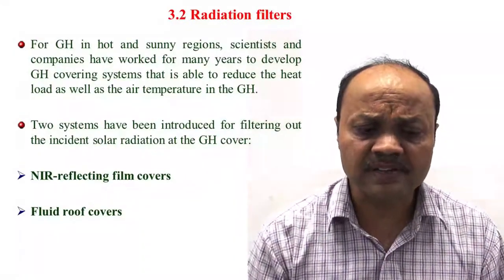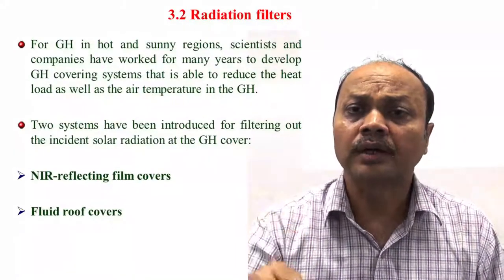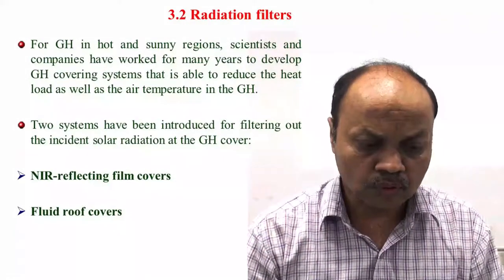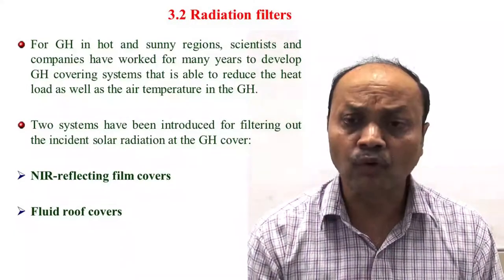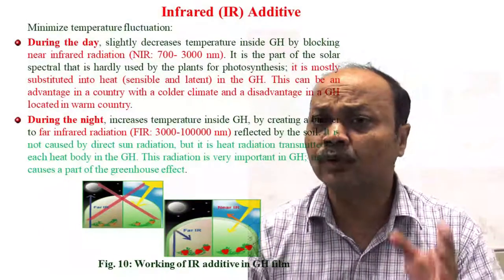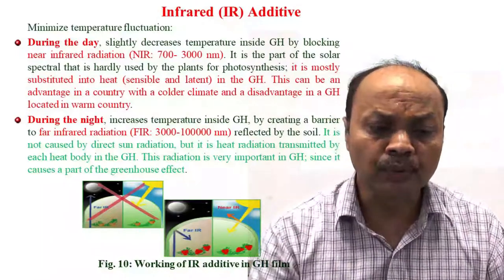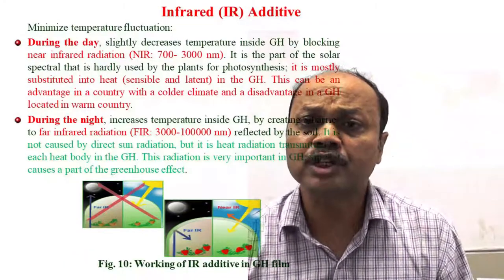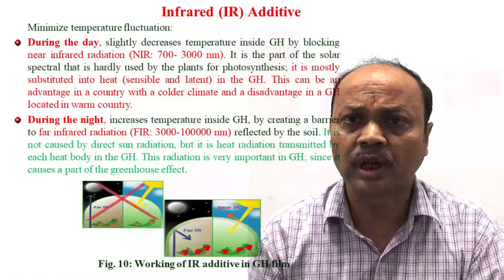For radiation filters, basically you are filtering out, you are not allowing the near infrared to go inside your greenhouse, okay? So here two types are there: near infrared reflecting film cover and the fluid roof cover. The first one, how it works, infrared additive. Normally during the manufacturing of cladding material, during summer season, you are interested to remove your near infrared portion between 700 to 3000 nanometer.